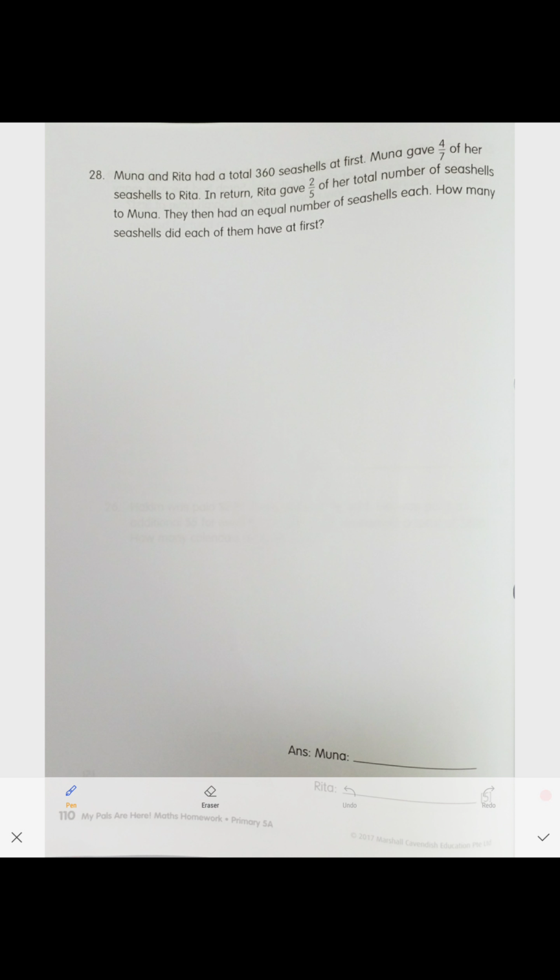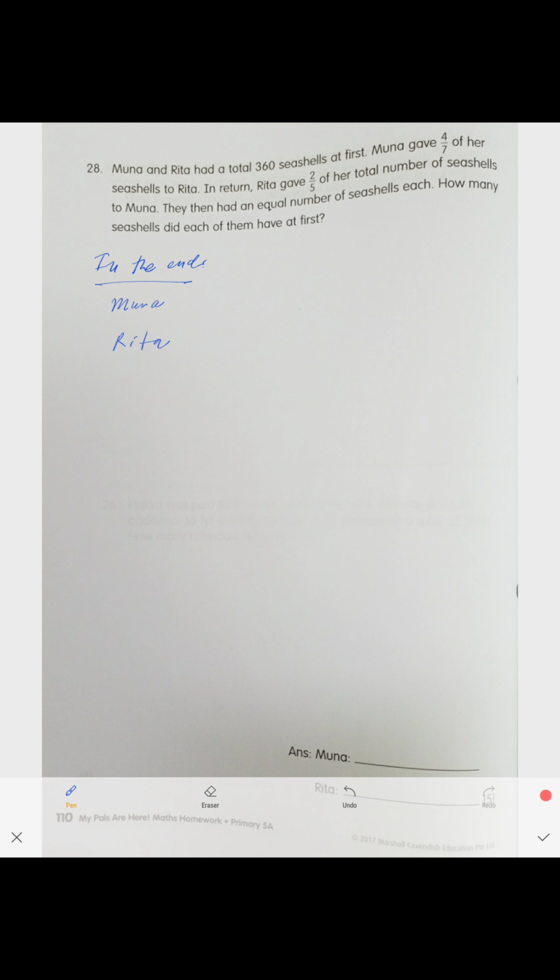So, these are our fractions, right? In the end, what do they tell us? They had an equal number of seashells each. This is our end, equal number of shells, and we have our two girls, Muna and Rita. So whatever you do, you draw two equal unit bars.